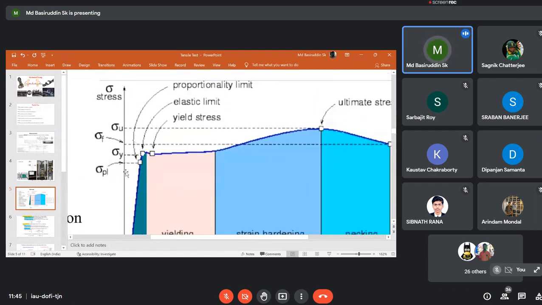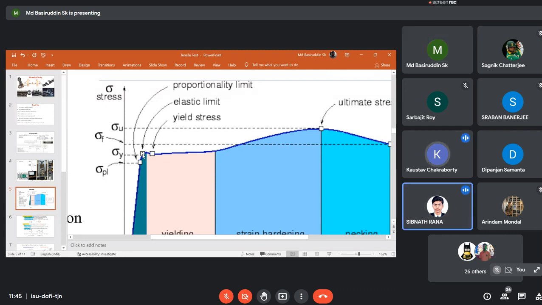So here we see that up to these positions the proportional limit is followed, Hooke's law is followed. So beyond that, what will happen inside the material? Means if we increase the load to some extent and reach this particular position, then if we release the load, will it come back to its initial position or not?